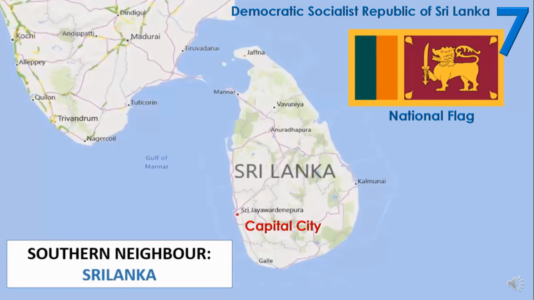Number 7. Democratic Socialist Republic of Sri Lanka. As you can see here, the capital city is Sri Jayawardhanapura, and you can see the national flag.